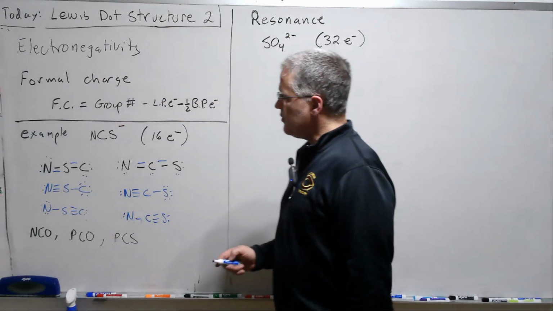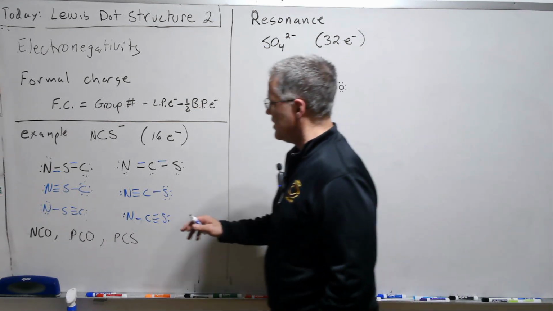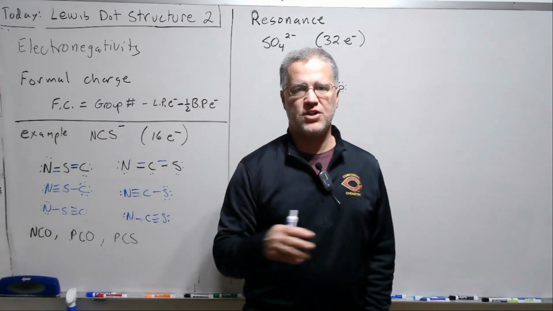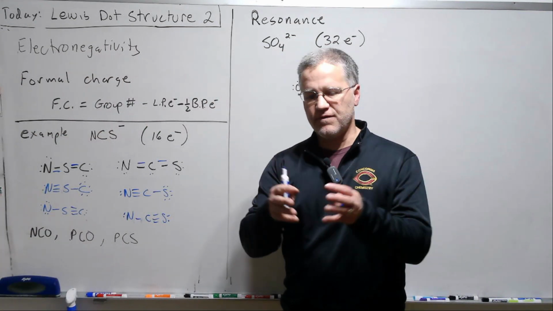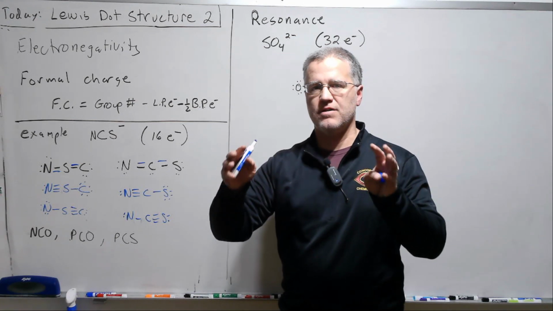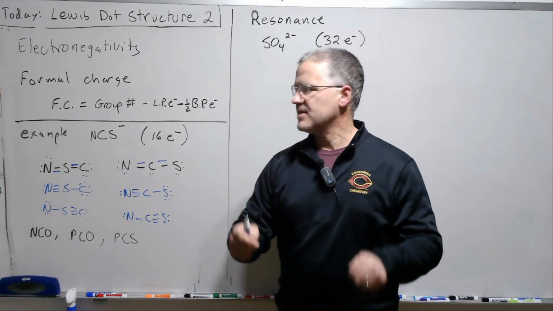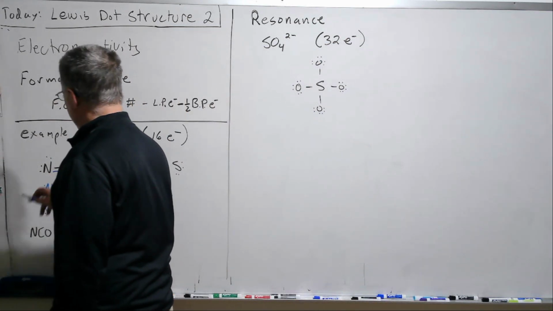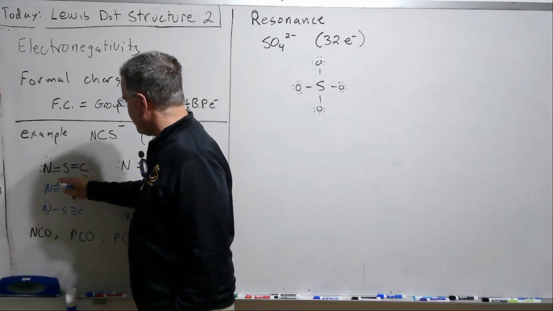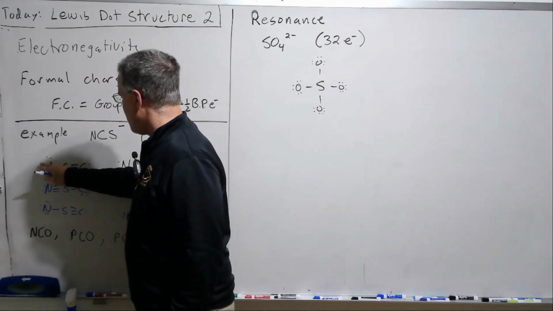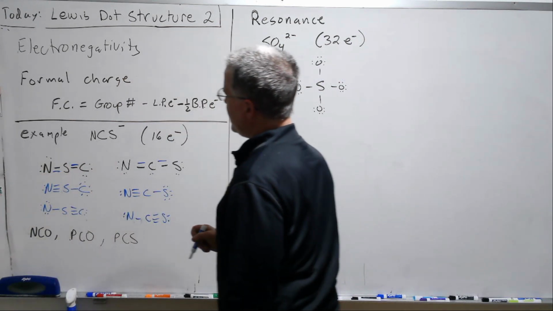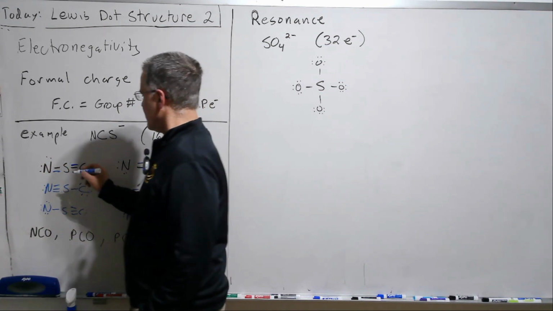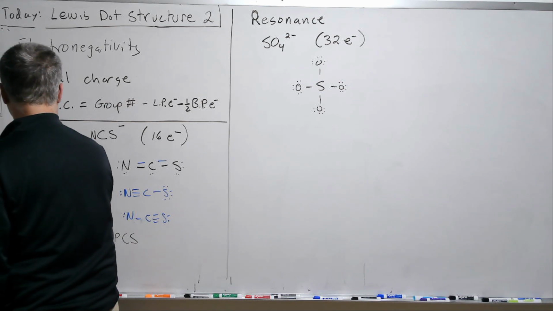Okay, and now we want to assign formal charges to each of these to see how these formal charges are distributed. And once we do that, what we're looking for is the least amount of non-zero formal charge. So let's check the nitrogen here. So nitrogen is group 5, so we would go 5 minus 4 minus, so 5 minus 4 minus 6. So there's a -1 formal charge here.